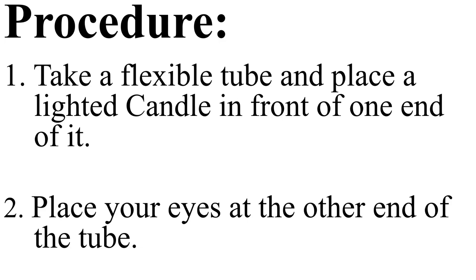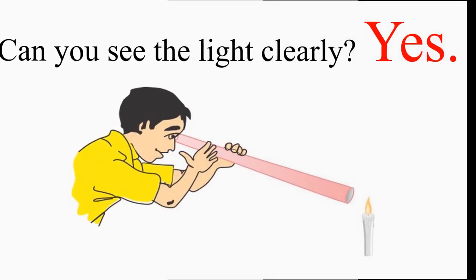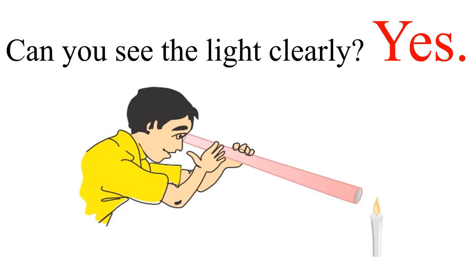Procedure or the steps. Number 1, take a flexible tube and place a lighted candle in front of one end of it. Number 2, place your eyes at the other end of the tube. Can you see the light clearly? Yes. Here you can check the setup through the diagram.